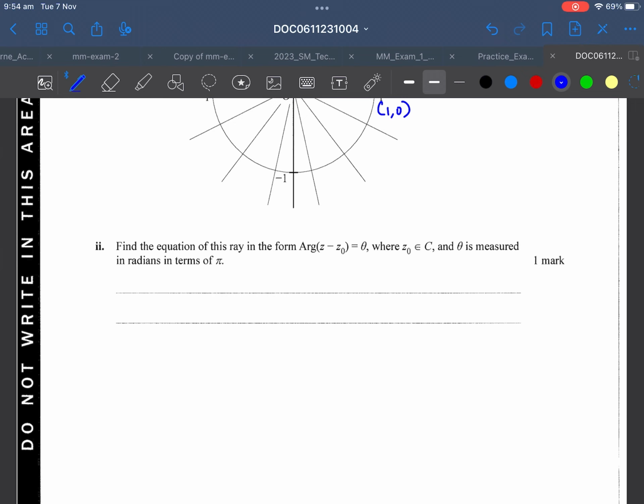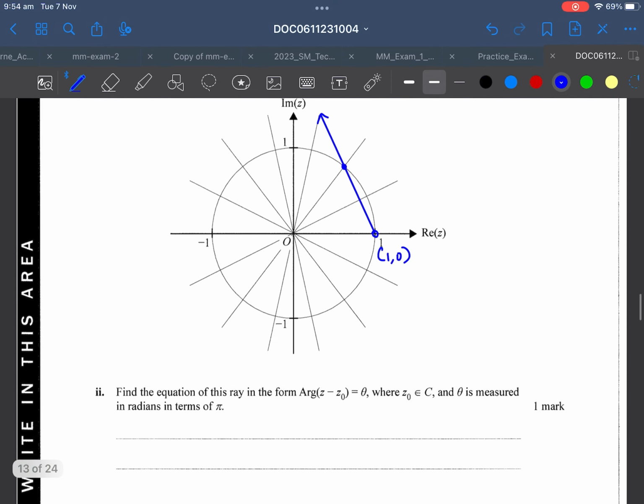Okay, and find the equation of this ray in the form of this, where theta is measured in radians in terms of pi. So this is going to be our theta over here, and I believe this angle is going to be 2 pi on 7. How do we calculate theta?